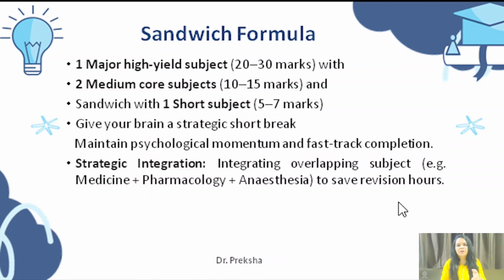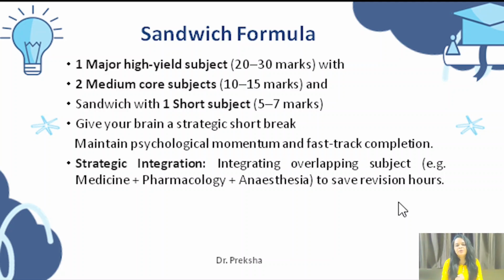Now the reason for combining the major subjects with the two medium core and one short subject is that when you combine the short subject, it will give your brain a strategic short break, and this type of approach will maintain psychological momentum and fast track completion of all the 19 subjects within the time.